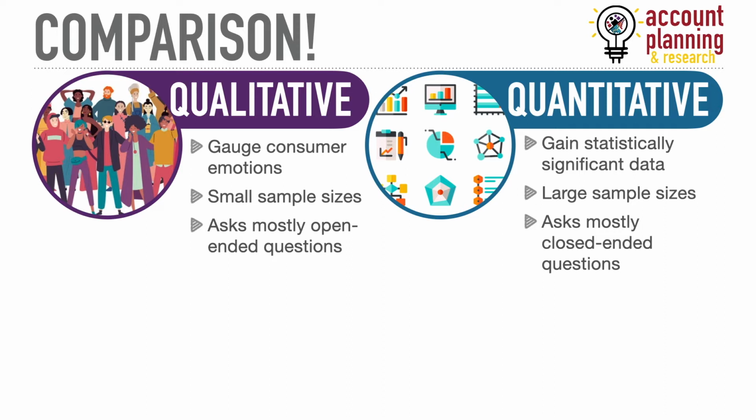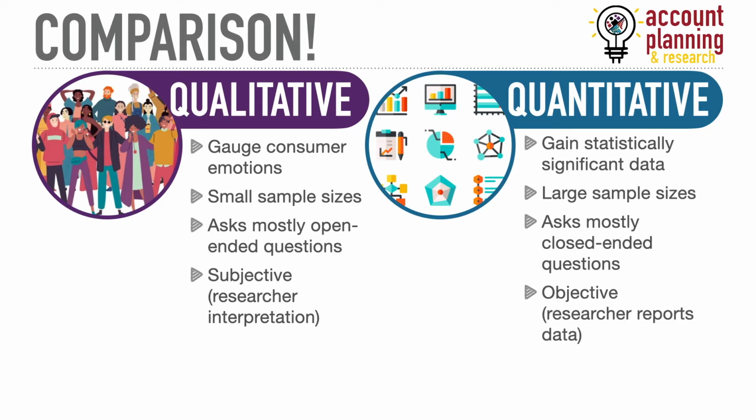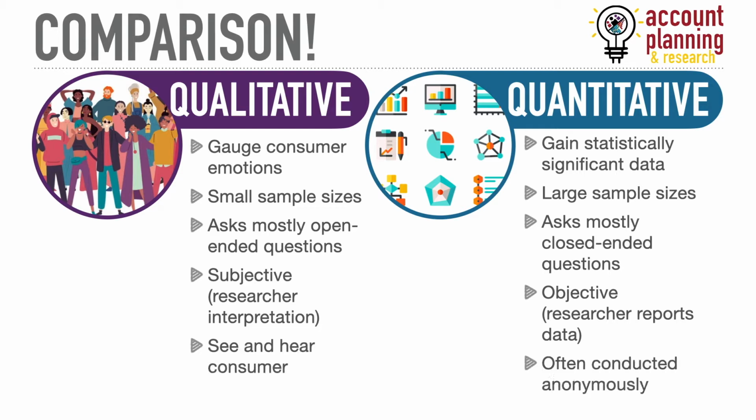In qualitative research, we ask mostly open-ended questions, whereas in quantitative research, we ask mostly closed-ended questions that can be described in numbers. Qualitative research is subjective, meaning it's the researcher who's interpreting observations and findings, whereas in quantitative research, we're dealing more with objective interpretation, using statistical inference related to the numbers that we've measured. In qualitative research, we focus on what we see and hear in terms of developing insights about the consumer. In quantitative research, we often conduct research anonymously, with minimal contact with the consumer.